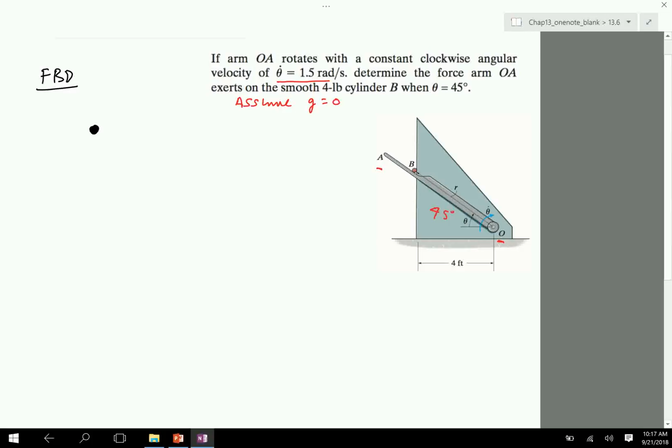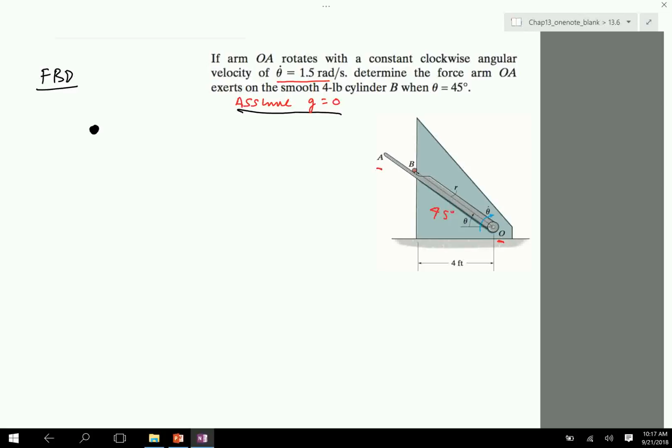Okay, I need to show the forces. This is in the horizontal plane, so imagine this setup was actually in the plane of the paper. So gravity does not affect the motion of the system, and gravity will not show up as a force. Okay, so how do we draw forces?